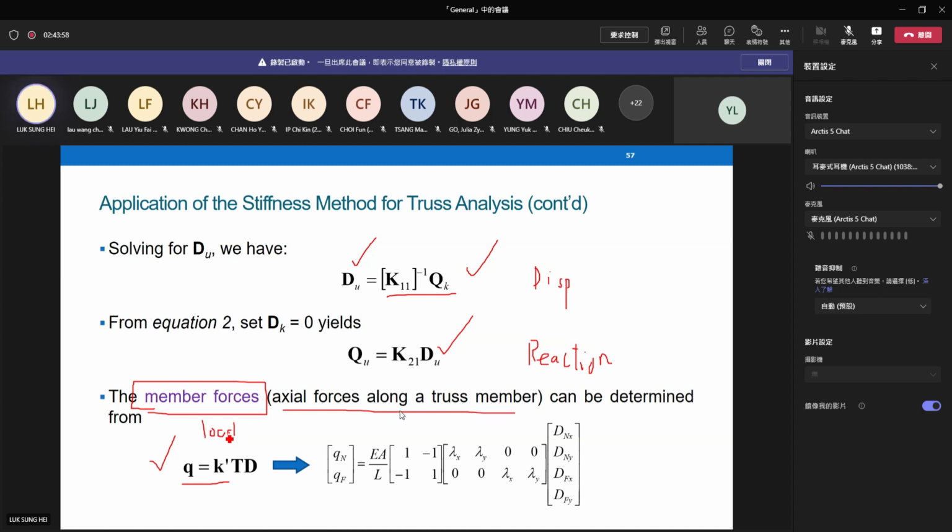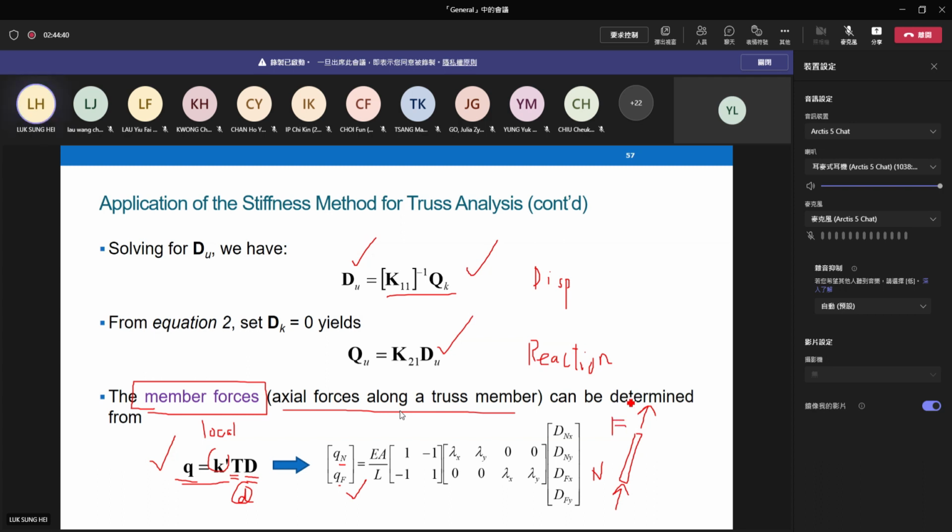If you know the global displacement, D, you can use the global displacement together with the displacement transformation vector matrix to find out the local displacement of a truss element. Local matrix times local displacement give you back the local force of truss member. This is how you can calculate the member actual force for each truss member. Expressed in this way: q_N, q_F. The actual force along the truss member, N and F.